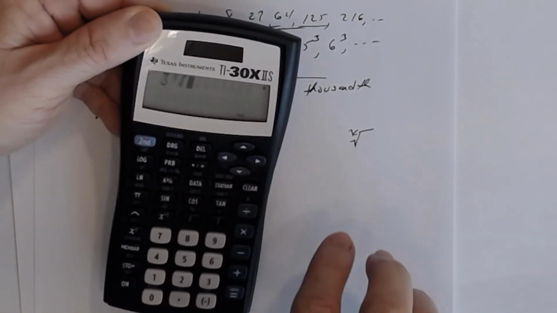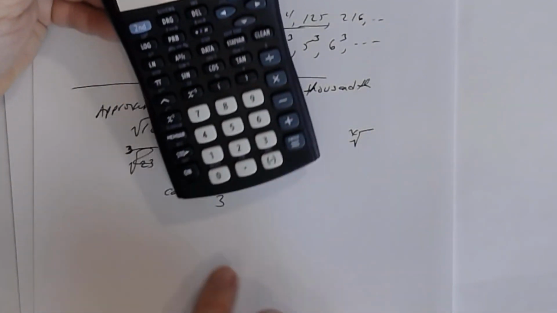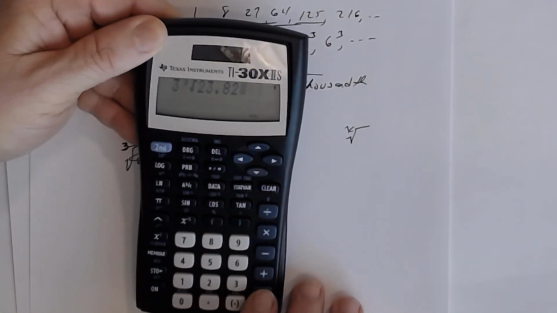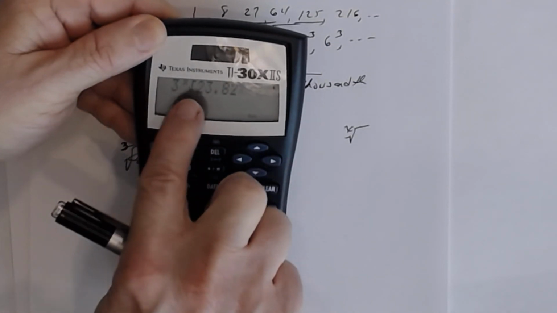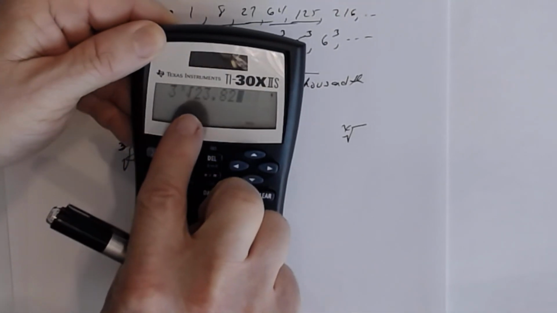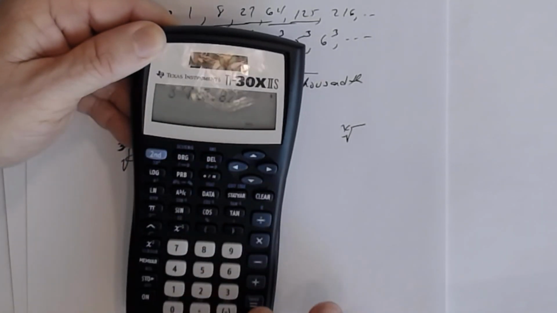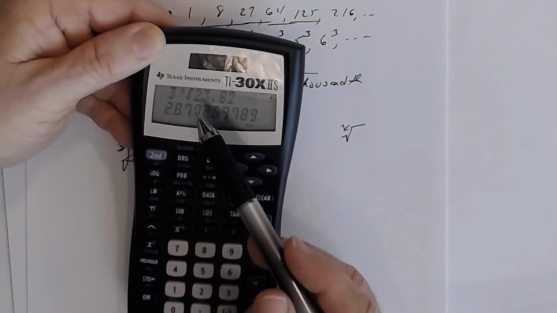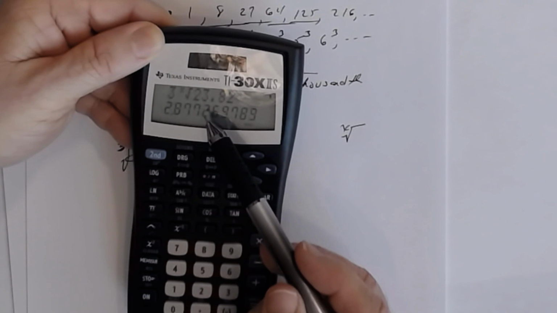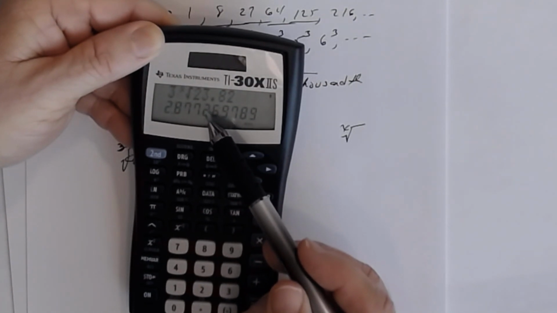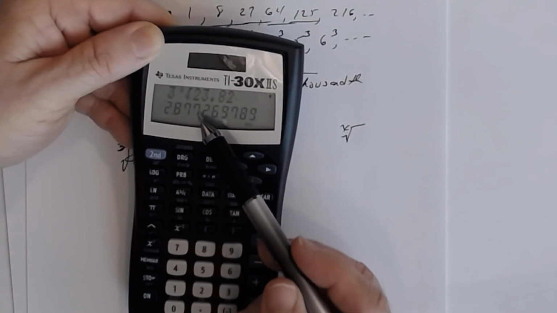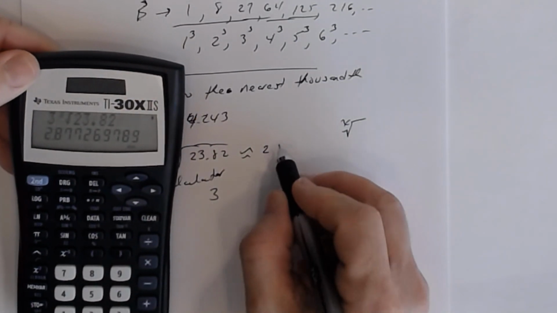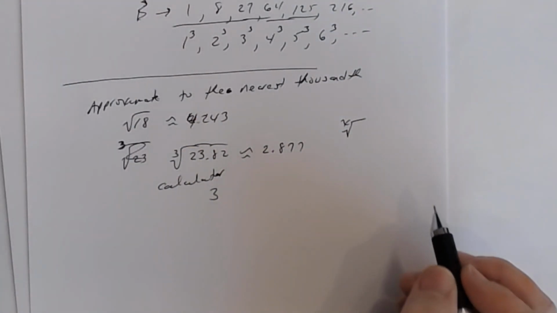Notice this time it didn't put a parenthesis in there, but it doesn't matter. You're going to type 23.82, then press equal. So now I'm taking the cube root. Be careful, this does not mean 3 times. This means cube root of 23.82. To the nearest thousandth, you look at the ten-thousandths place. Since 2 is less than 5, the 7 stays 7. So this is approximately equal to 2.877.